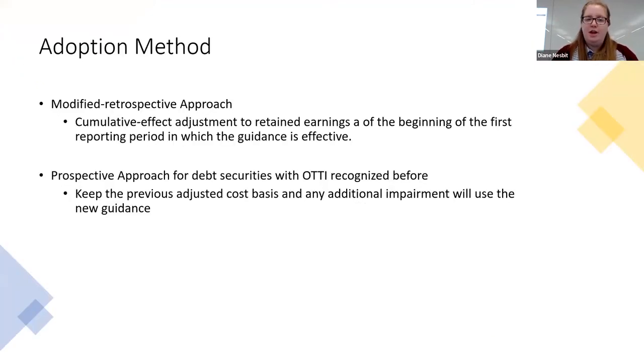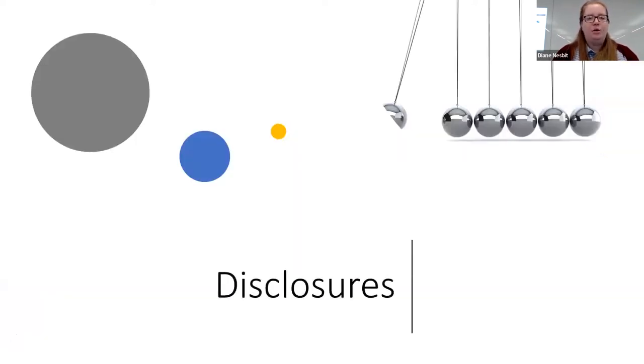So the adoption method, there's a couple of things to consider. Generally there's the modified retrospective approach, where you calculate the cumulative effect of that adjustment, look at what it would be at the beginning of the period, and adjust retained earnings for the first period you're reporting. Then there's the prospective approach, where you've already recognized OTTI. If you have written down a security, you just use that as your same starting point for the basis of your calculation. And I think that's all I have before we look at disclosures.